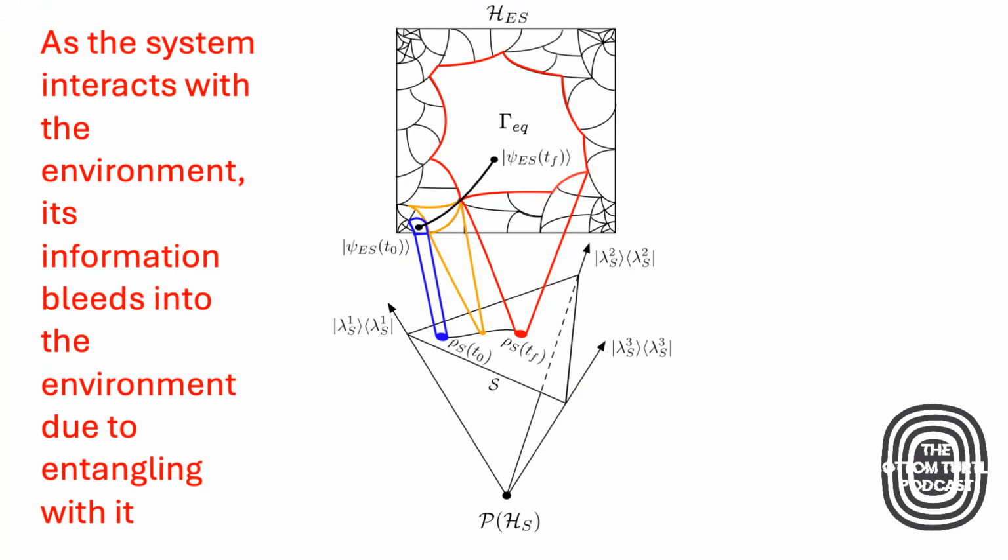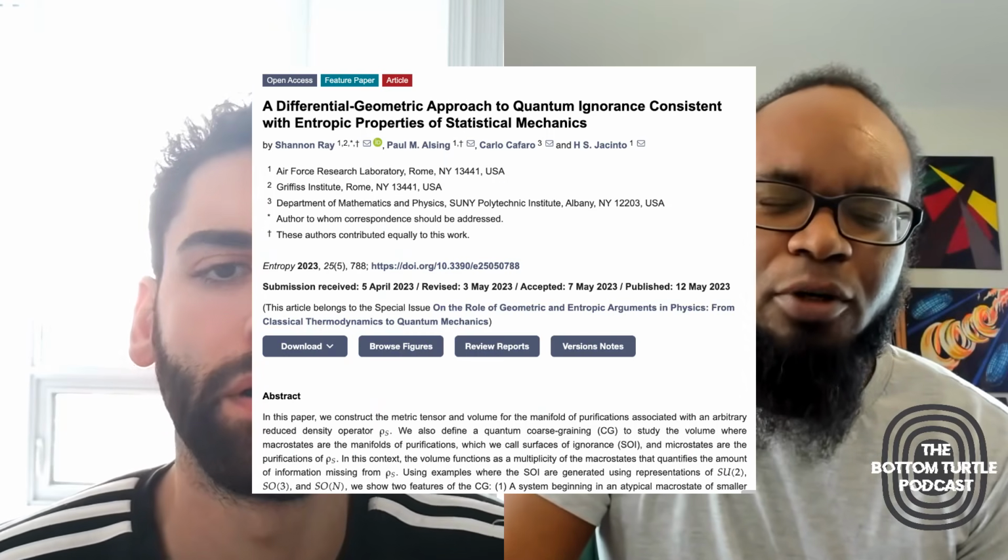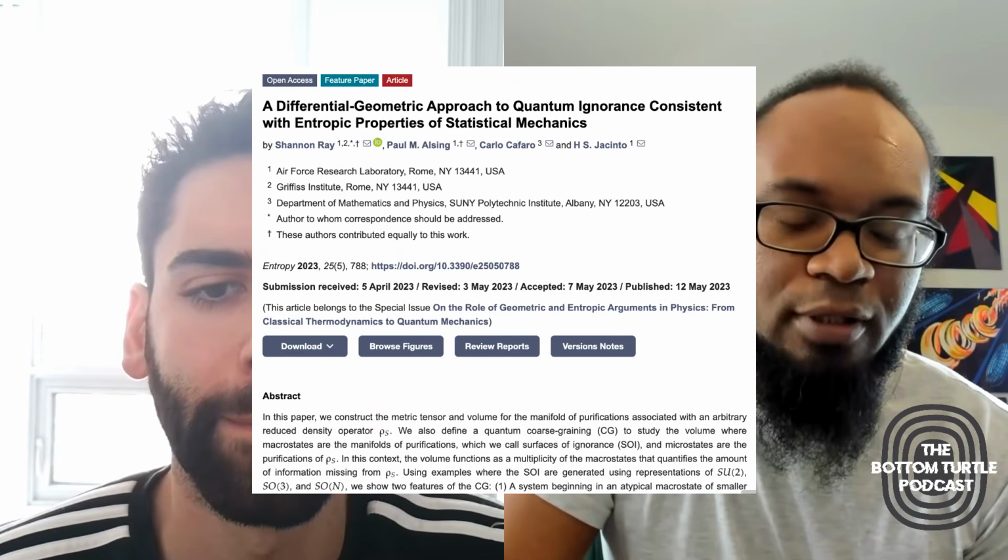So now if we go to page 31, I have written on the side: as the system interacts with the environment, its information bleeds into the environment due to entangling with it. If you look at my paper, the one I published called "A Differential Geometric Approach to Quantum Ignorance Consistent with Entropic Properties of Statistical Mechanics," this image appears there.